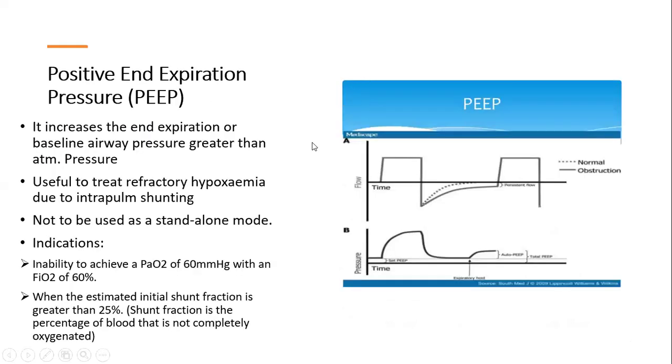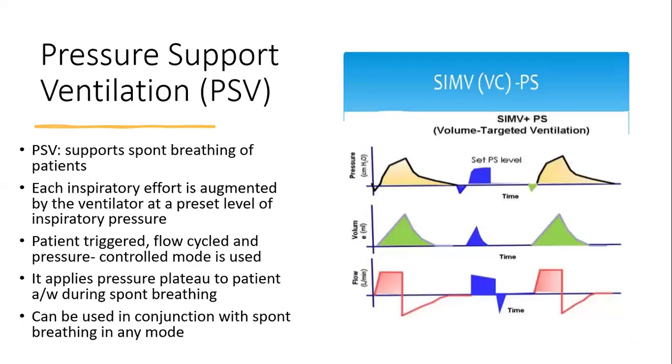All right, I won't talk about PEEP here. We'll talk about this one later. So the other one is pressure support ventilation. Most of the time, pressure support ventilation is used as a weaning mode, but sometimes we can use it with SIMV volume control. Here, every inspiratory effort that the patient makes is augmented by the ventilator at a preset level of inspiratory pressure. All right.